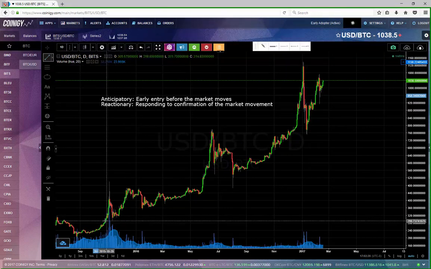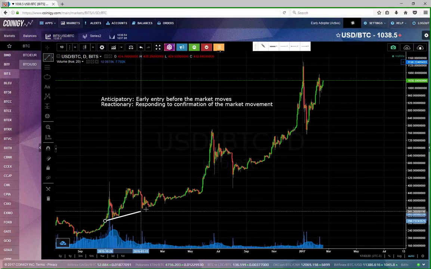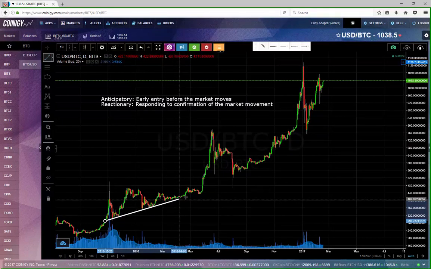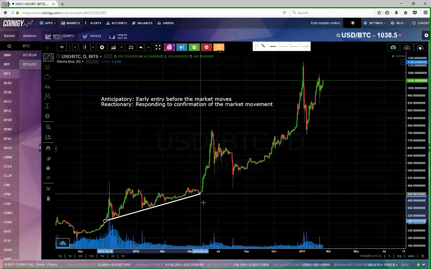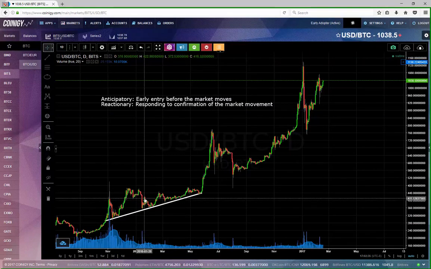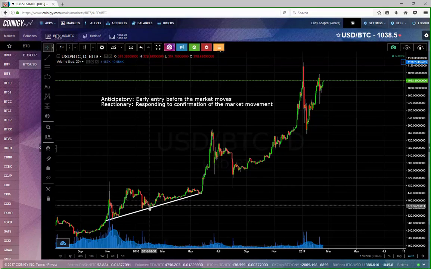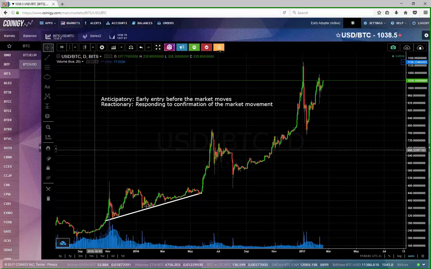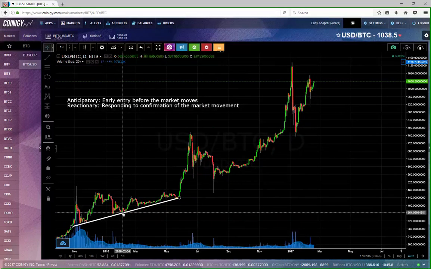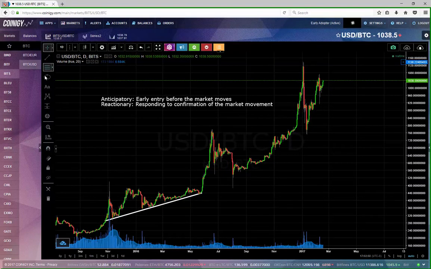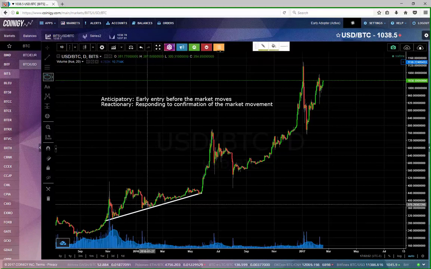Over here, you can see that we were in the process of forming an ascending trend line, right? We had a little bit of a dump right here, and then it bounced, and then it kind of retested this trend line and kind of went sideways for several days. Not a lot of action happening here. This could have been a good early entry for an anticipatory trade, right?